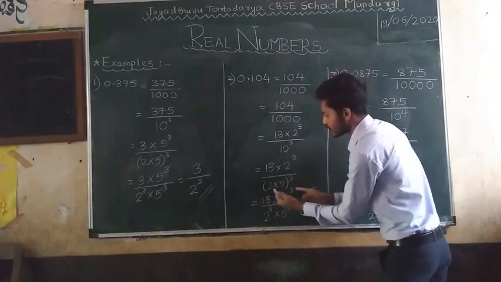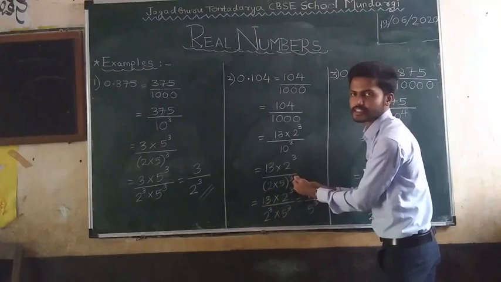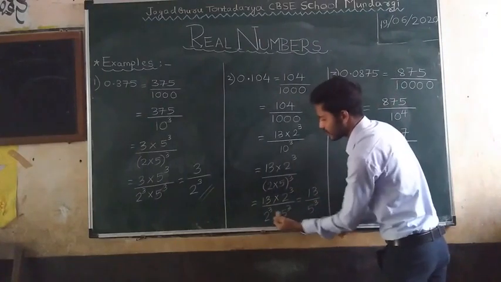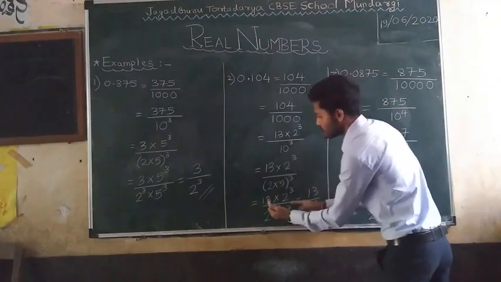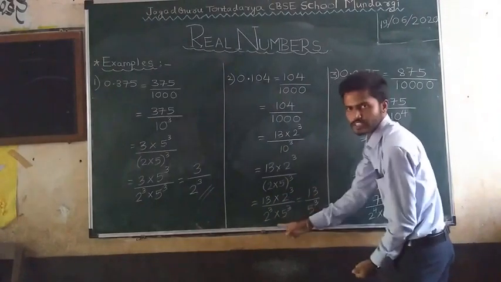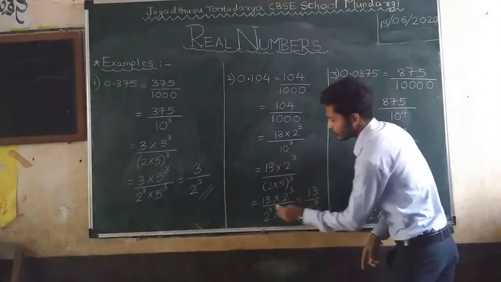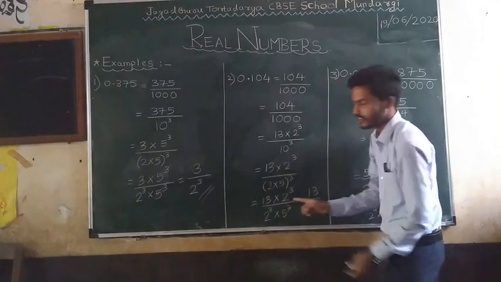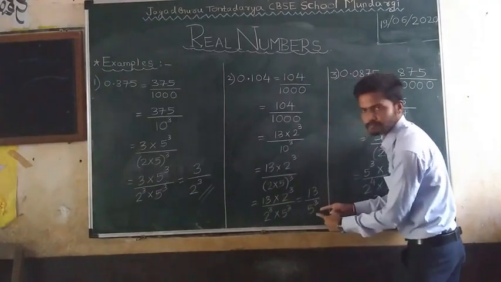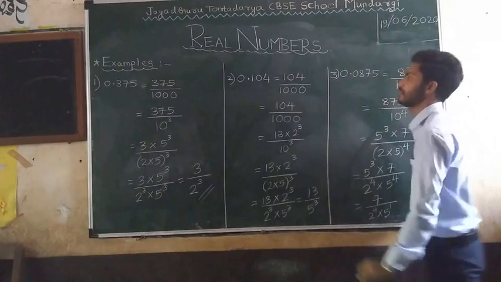Again, a into b whole raised to m is equal to a raised to m into b raised to m. Therefore, 13 into 2 raised to 3 divided by 2 raised to 3 into 5 raised to 3. So, 2 raised to 3 and 2 raised to 3 get cancelled. Now, we are left with 13 divided by 5 raised to 3.